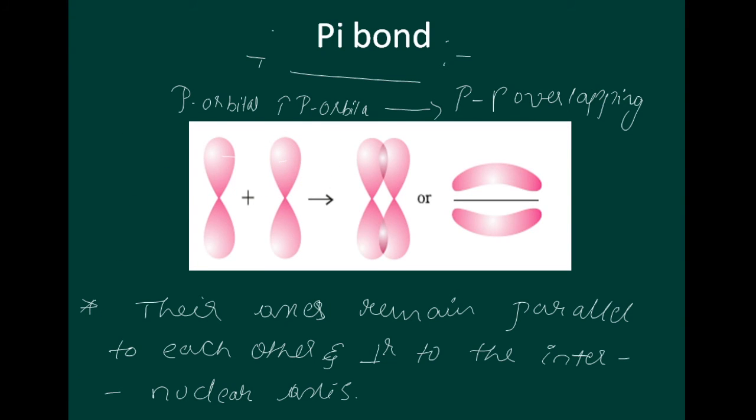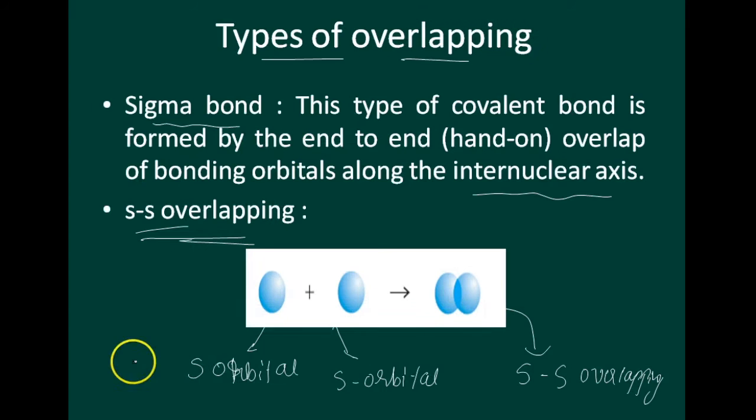Here we can discuss the strength of sigma bond and pi bond. The strength of the bond depends upon the extent of overlapping. In the case of the sigma bond, the overlapping of orbitals takes place to a larger extent, hence it is stronger as compared to the pi bond. Sigma bond is stronger compared to the pi bond.